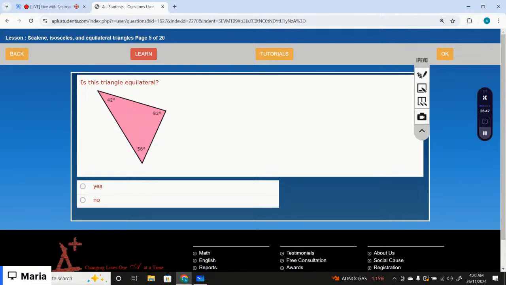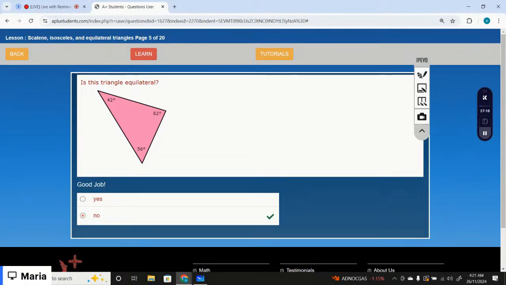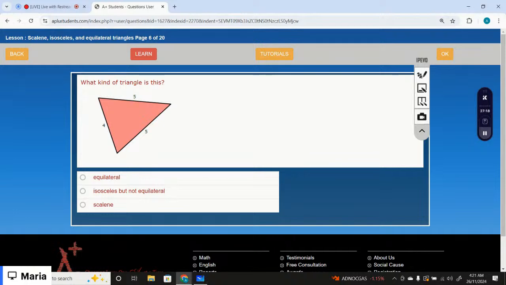Is this triangle equilateral? The correct option is no, that is not an equilateral triangle. The correct option is no. What kind of triangle is this? Which is the correct option?